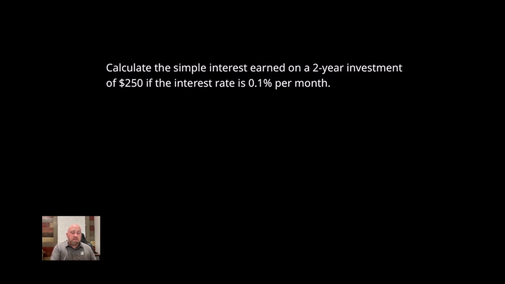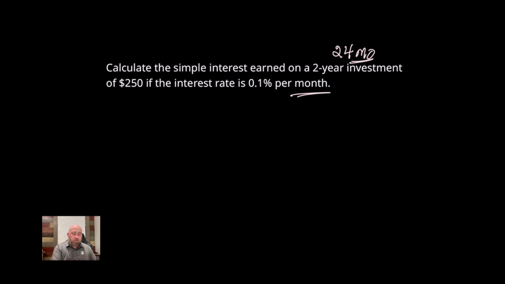Now, notice that this says per month and this says 2-year. So we can do something right off the bat that's going to save us. We can go up to this and convert this into months. So 2 years is actually 2 times 12, because there's 12 months in a year. So this is going to be 24 months. Okay, so now we're in months and we're in months. That's really important to do when you start a problem like this.